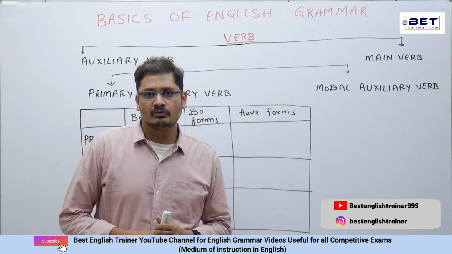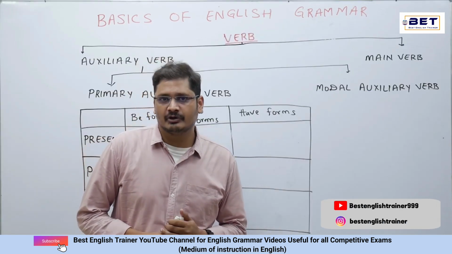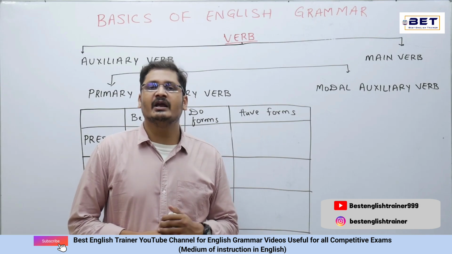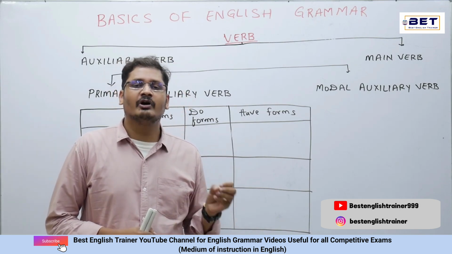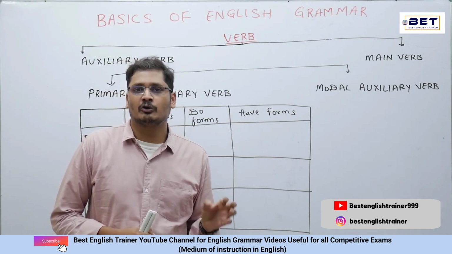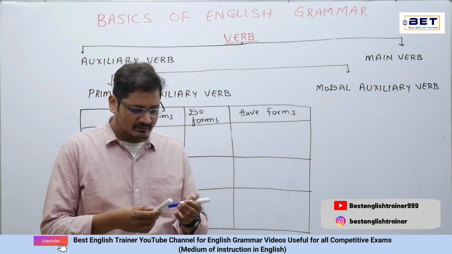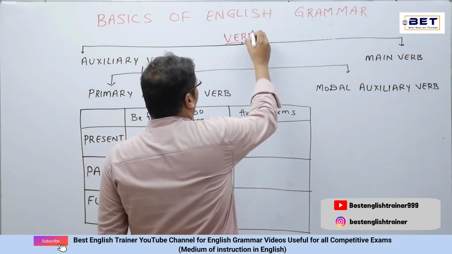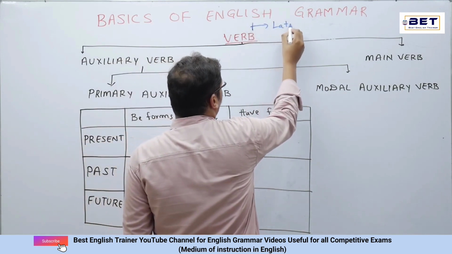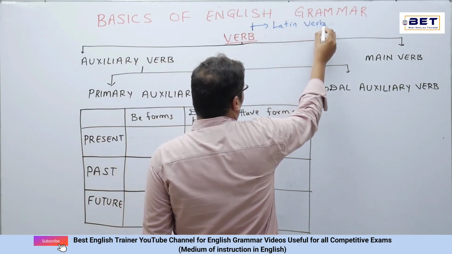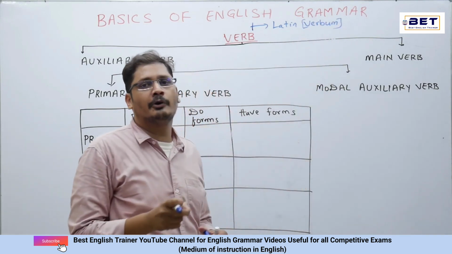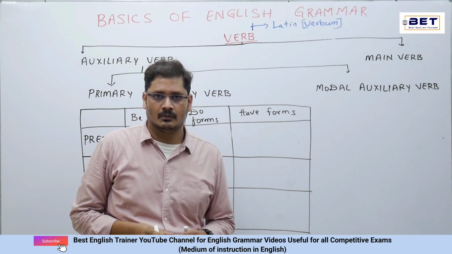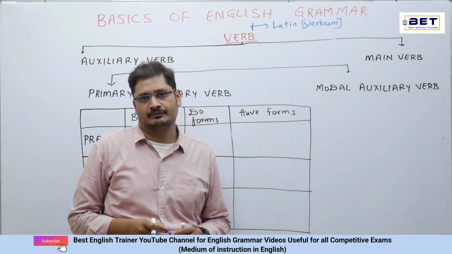Now let's look into the verb. Now what is a verb? A verb is generally any work that is being done in a sentence. Generally, the verb is considered the heart of a sentence. From where has this word originated? In the Latin language, we have a word called verbum. Verbum means an important point of a sentence. Okay, that is the verb.